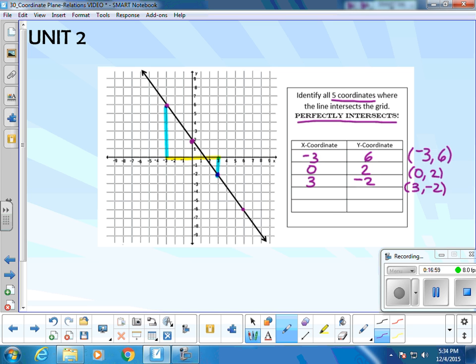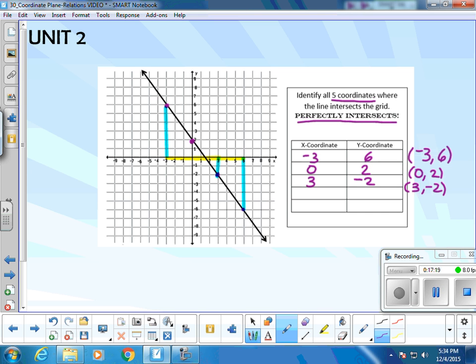And then my last point, oh, I only did 4. Oh, that's fine, we'll do 4. My last point was all the way over here. Oops, I went too far. And then I went down 6.